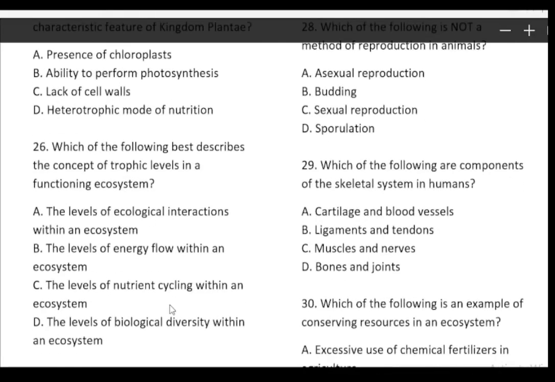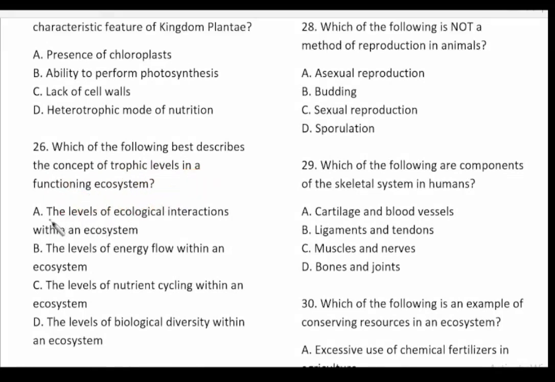Which of the following best describes the concepts of trophic levels in a functioning ecosystem. A. The levels of ecological interactions within an ecosystem. B. The levels of energy flow within an ecosystem. C. The levels of nutrient cycling within an ecosystem. D. The levels of biological diversity within an ecosystem.